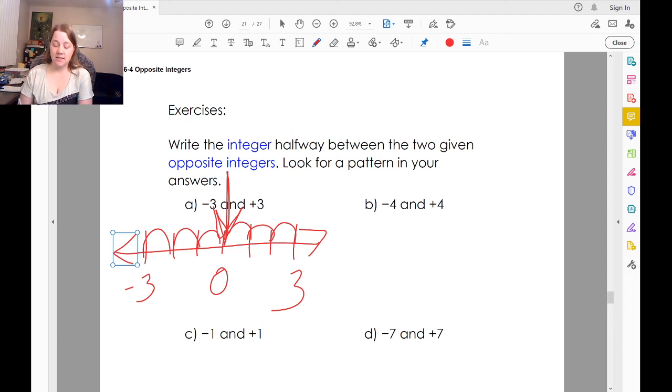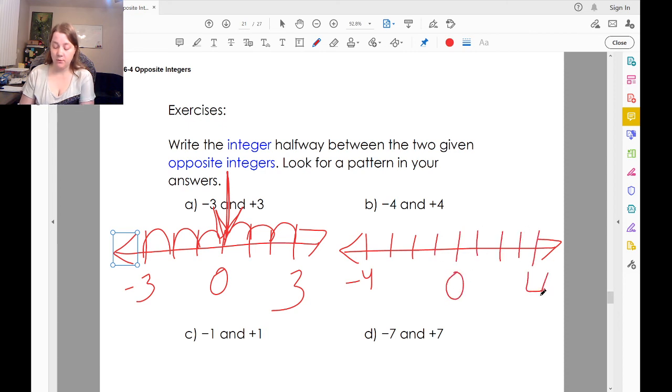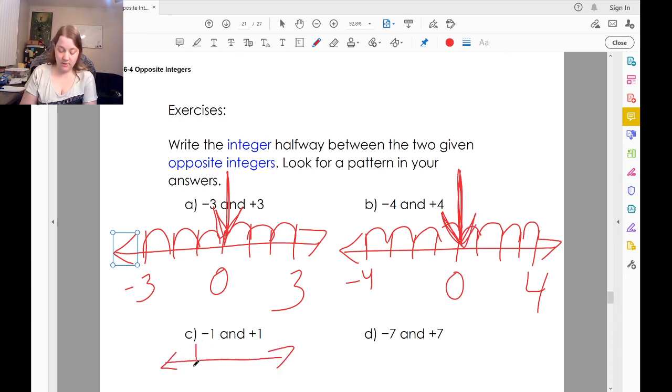Let's do the same thing with -4 and +4. Long number line, -4, -3, -2, -1, 0, 1, 2, 3, 4. So let's start at the outside. Step in, step in, step in, step in, step in, step in, step in. Ooh, look, another convenient midpoint. How cool.